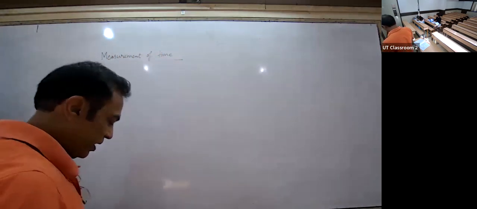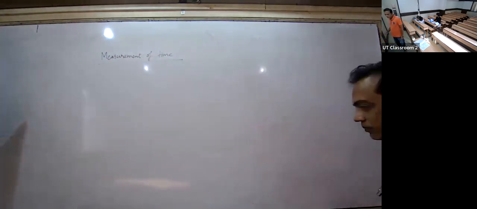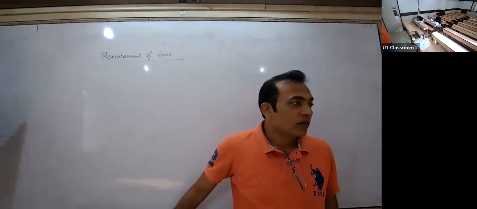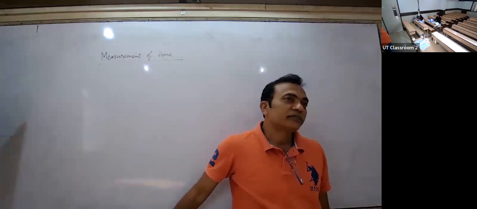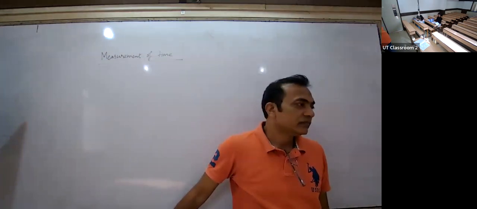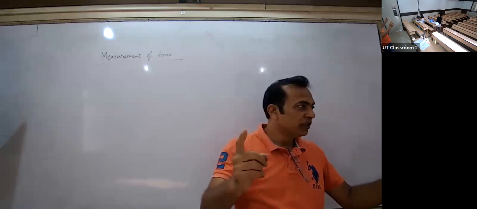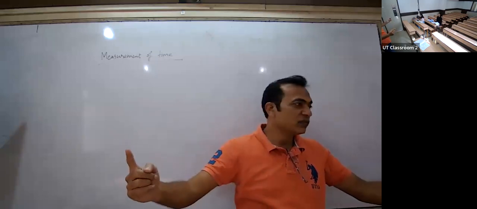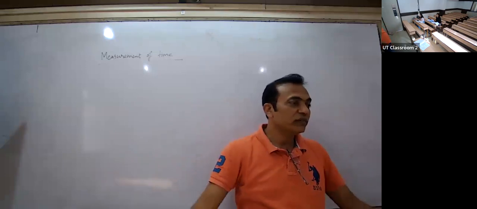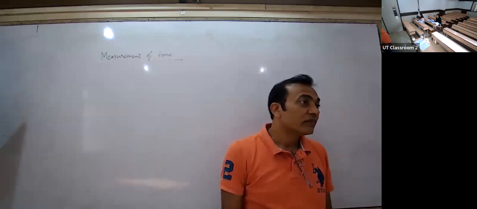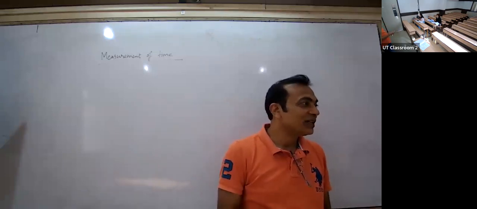Now, how do we measure time? For length, we require some reference. Between any two points, we define, okay, this is 1 meter. What about time? How do we define duration?